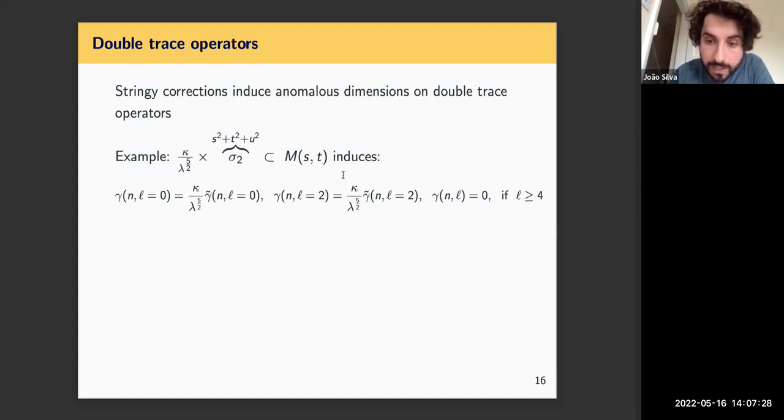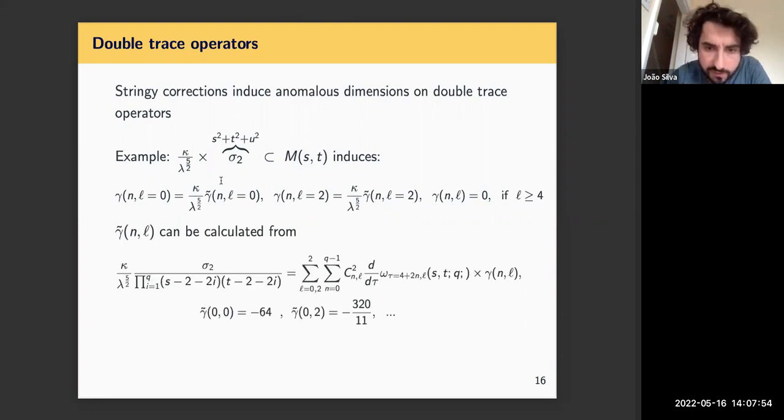And it turns out that only a finite number of anomalous dimensions are non-zero when you consider some specific contact term. So if you consider this contact term, the anomalous dimensions of the scalar and of the spin 2 operators will be non-zero, but for the other operators, they will vanish.